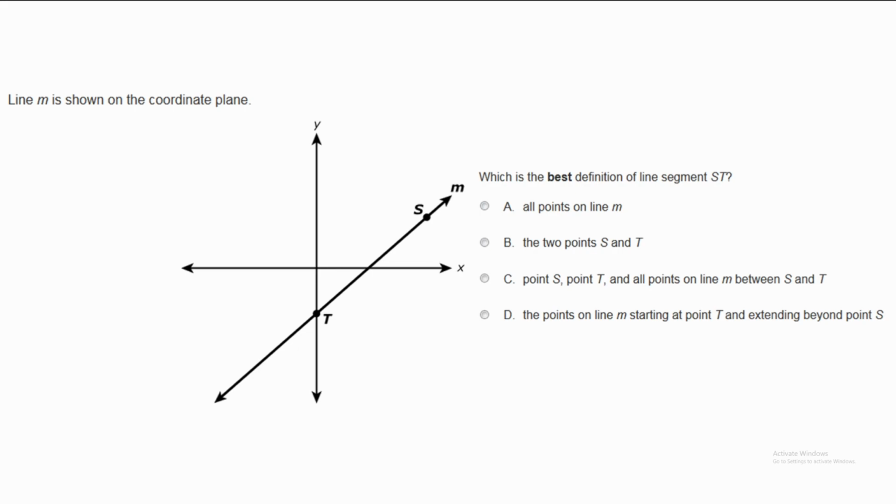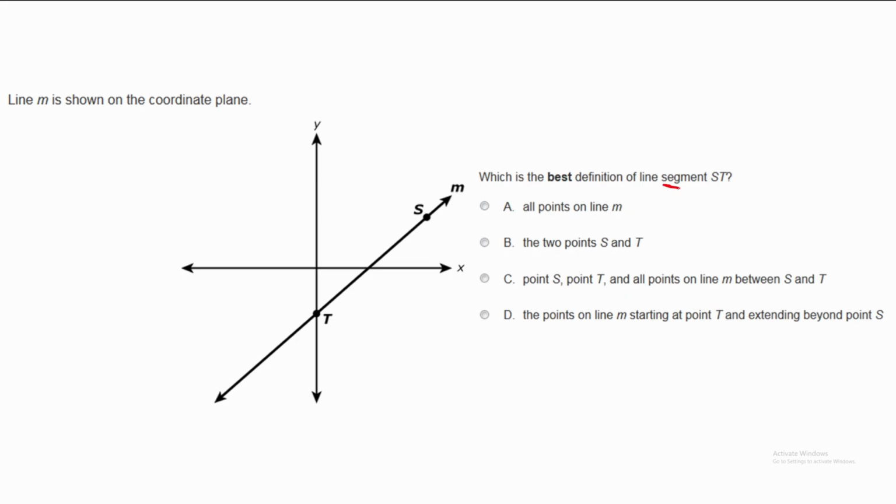The line M is shown on the coordinate plane. We have M here. It has 2 points on it, S and T. It crosses my x-axis. It crosses my y-axis. This is the stuff that my brain does when I see these. It says, which is the best definition of line segment ST? Is it all the points on line M?